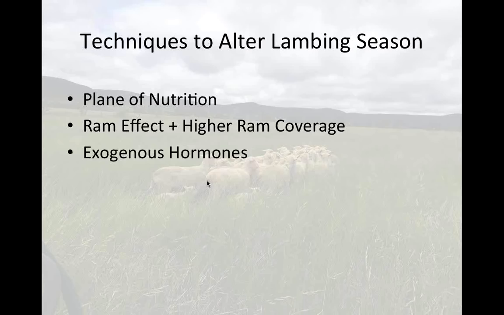Exogenous hormones are an option. CIDRs are an option. Unfortunately, they tend to be expensive, and we don't always get the consistency that we're looking for. Light therapy, controlling the light in the winter and early spring to mimic shorter days, is another strategy to get both ewes and rams prepared for out-of-season breeding. And so that's something to look at.